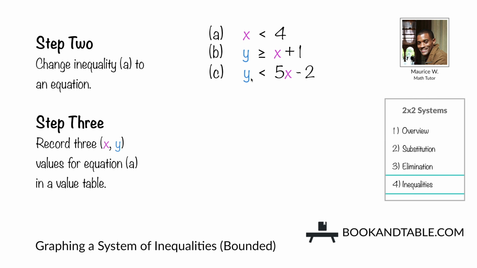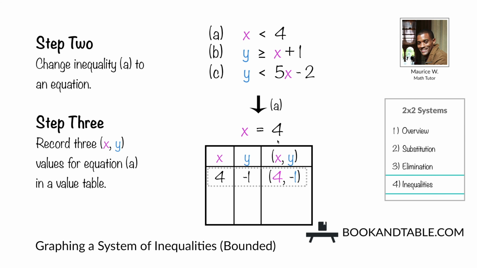And now we want to create value tables for A, B, and C so that we can sketch all 3 lines. So we'll start with A. Step 2, change inequality A to an equation. So we change the less than sign to an equal sign. And since x is always going to be equal to 4, in the value table, x will always be 4. So we'll change y from negative 1 to 0 to positive 1. So the 3 points in this value table are 4, negative 1, 4, 0, and 4, positive 1, which will be a vertical line where x is 4.